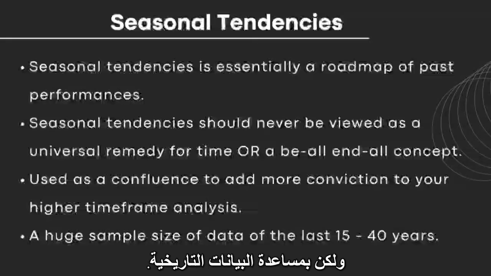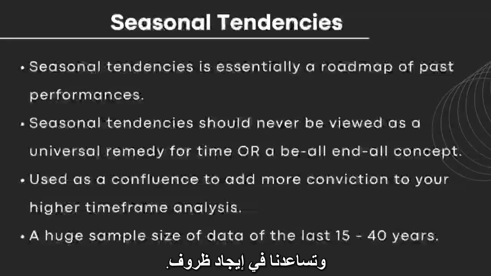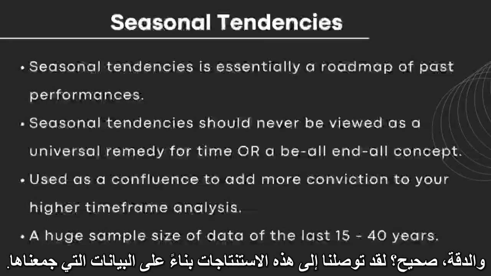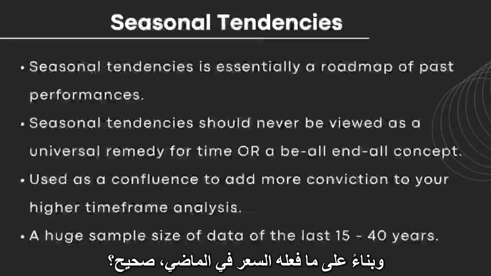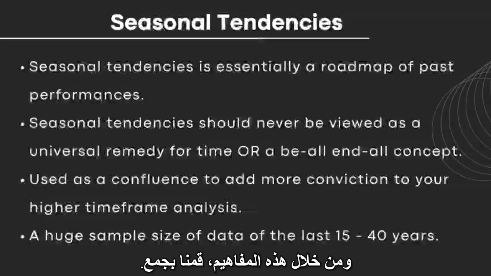But with the help of historical data, we've seen from time to time that these concepts that ICT has introduced, like market profiles, daily ranges, and key levels, right, when they're combined with each other in a proper way, it can help us and assist us in finding high probability conditions where we can accurately and precisely predict and anticipate price action with a great deal of confidence and accuracy, right? We've come to those conclusions based on the data that we've collected and based on what price has done in the past, right?